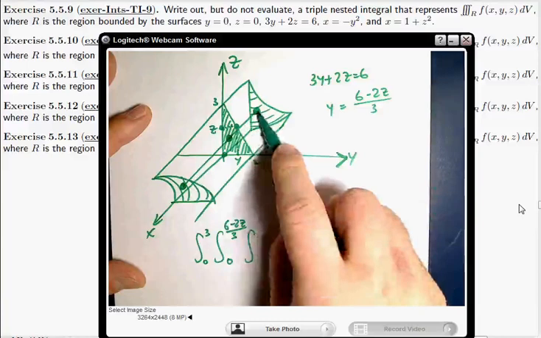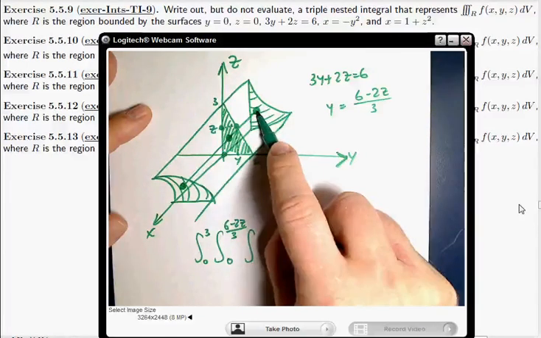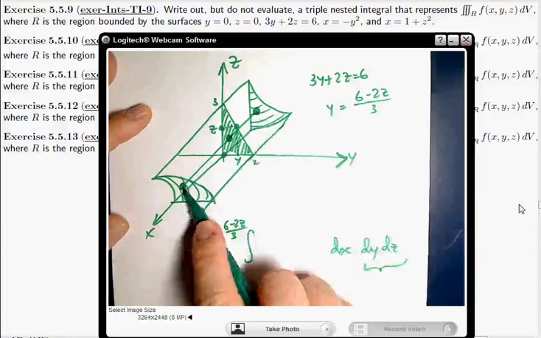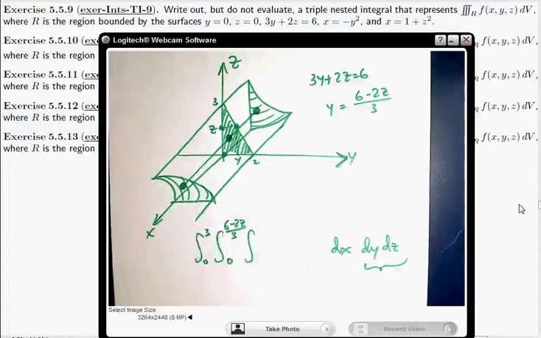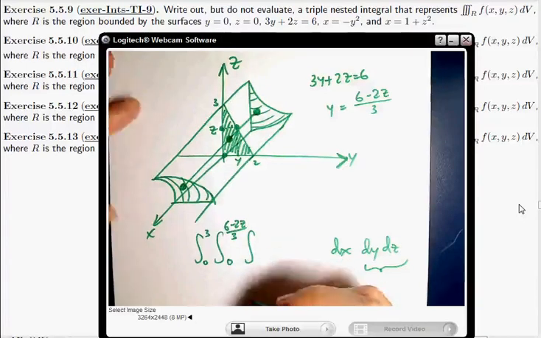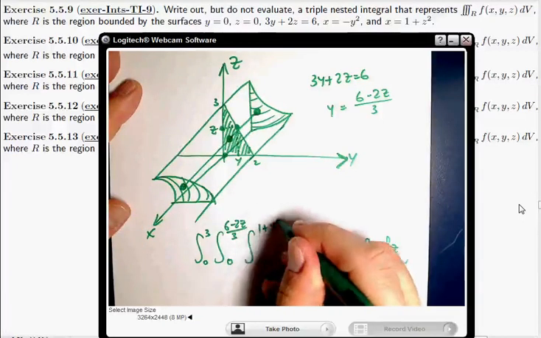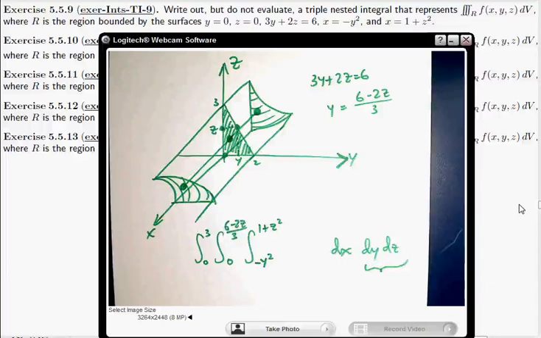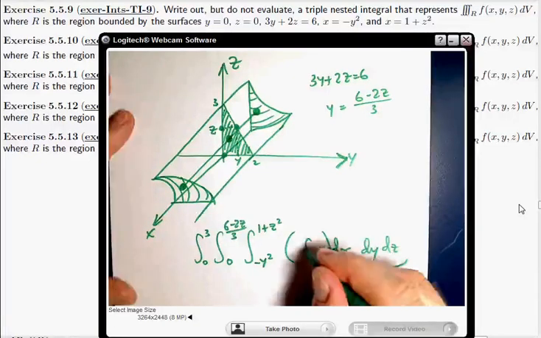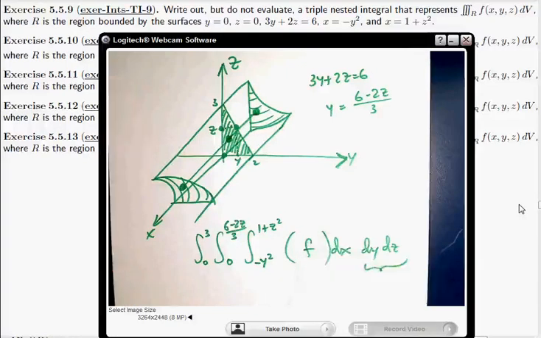In other words, I need to solve for x on that back surface, and then I'm going to need to solve for x on this front surface. Good news, it's in the statement of the question. Both of those surfaces, x is already solved for. So, negative y squared, that's right, and then 1 plus z squared over there. And then, did we have an integrand? Oh, the integrand was just called f. And of course, we can't evaluate this because we don't know what f is. But the problem was just to do this phase 2 part of the problem, and there it is.